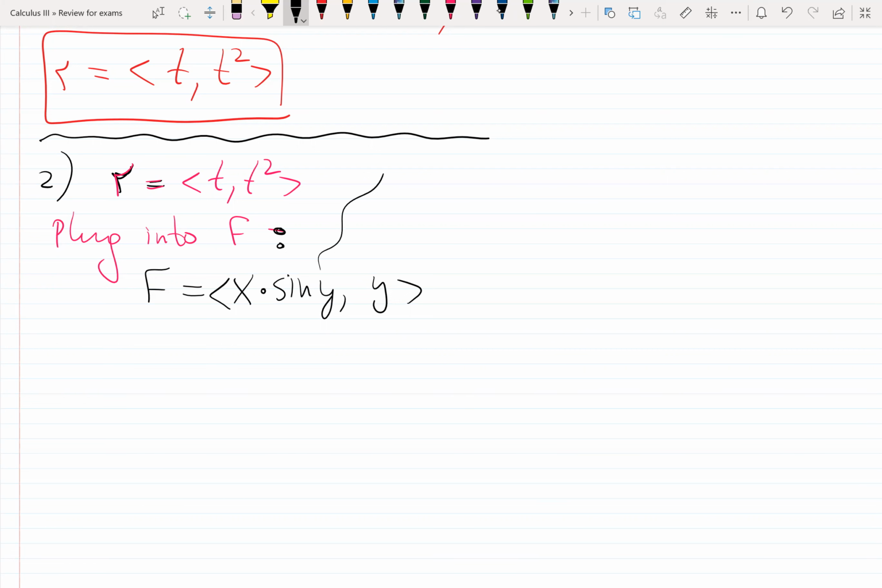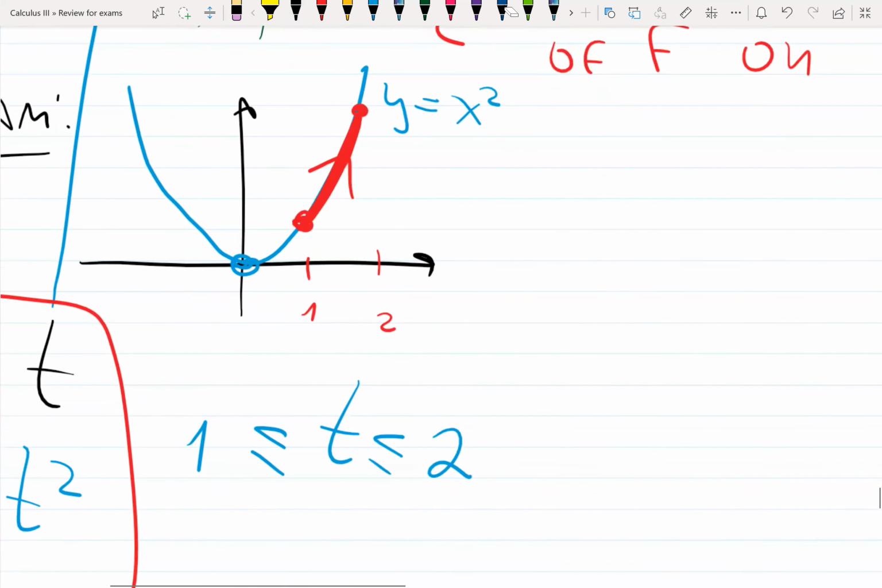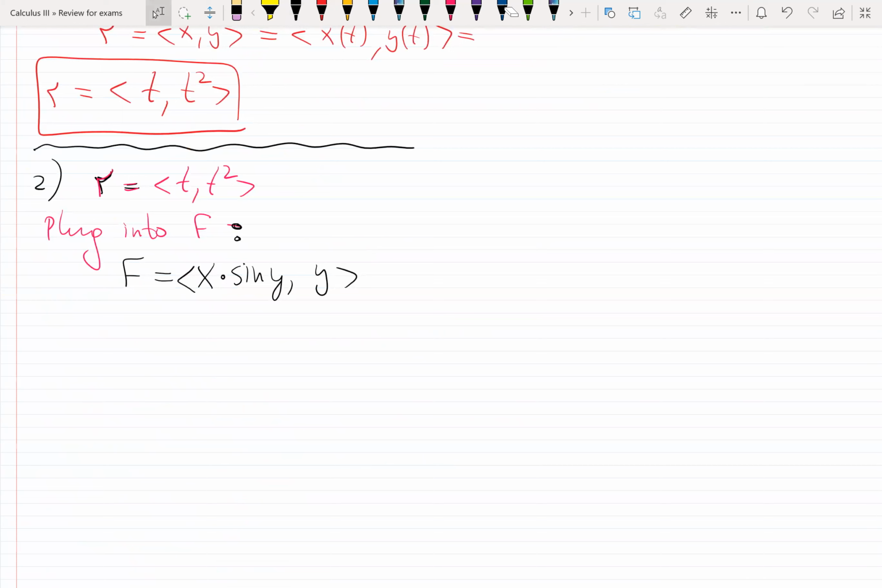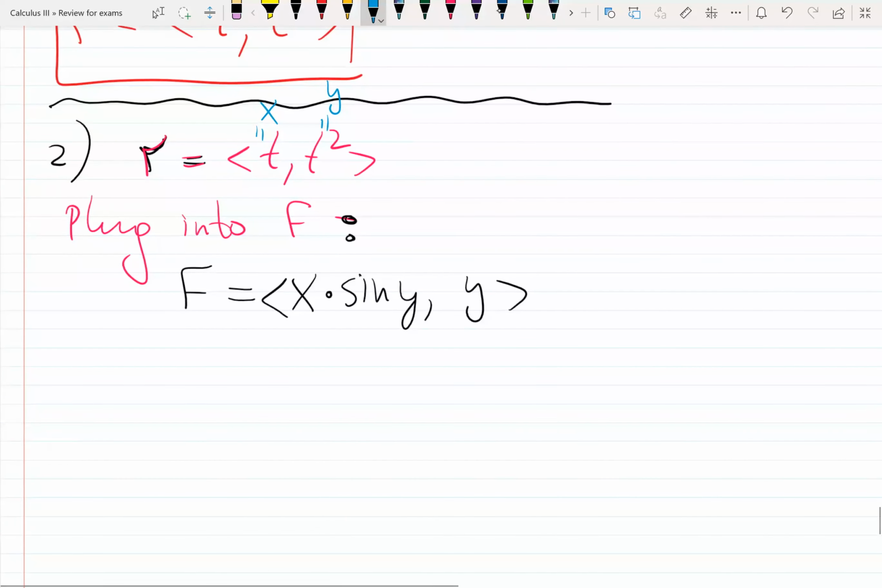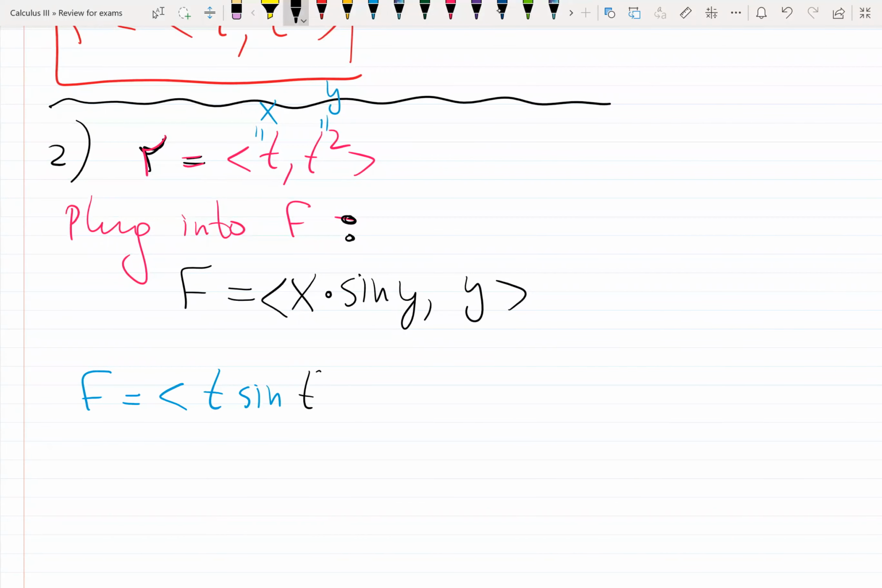That's why we don't know exactly if it will be helping you or not. So you are running on this part of the parabola through the wind that was recorded, or through the gravitational forces. Plug these things, which are x and y, into F. F will be: x is t, sine of y, which is t squared, comma, and then y is t squared. Now you have your F in terms of t. Again, that's going to be the first step if you have r right away.